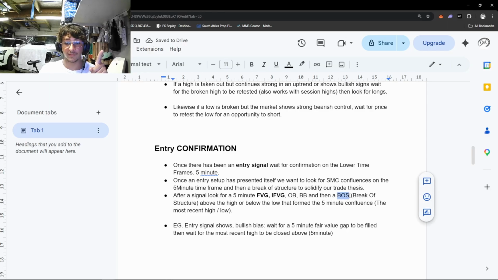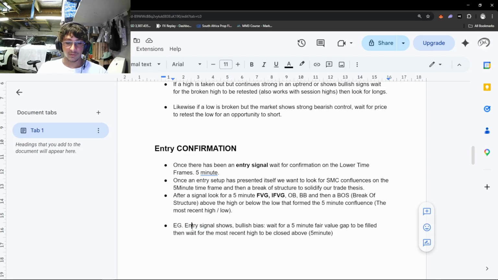And then a break of structure. The break of structure above the high or below the low that formed the 5-minute confluence, as well as the most recent high or low. Okay, formed. That's a key word in the sentence, and I'll get to that afterwards, after the whole trading plan.